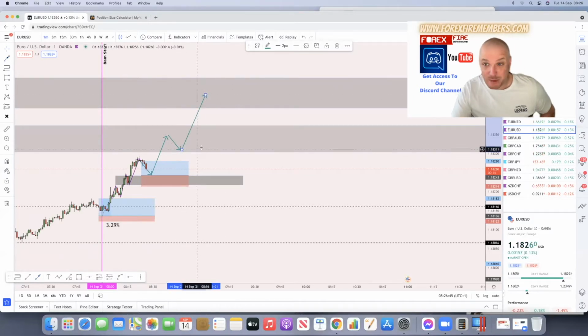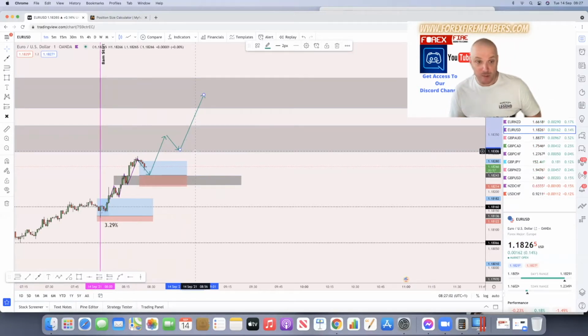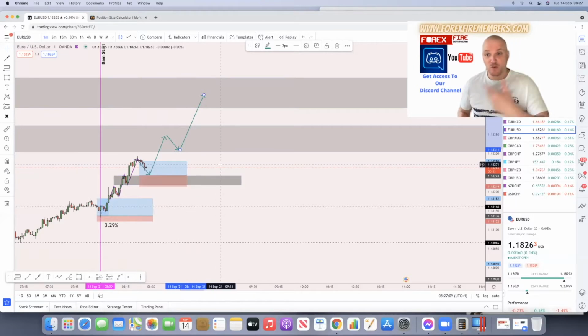Hopefully this is the play for today. If this is going to be the play for today, we could be hitting some good percentages, okay? So I hope that makes sense. So hopefully we've caught the Euro USD on its nice continuation trend from the 8 a.m. this morning. We are currently 3.29% in profit. We'll take it from here. The next play is a 1.28.